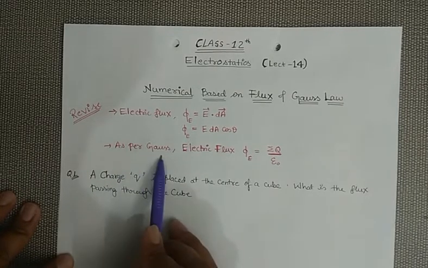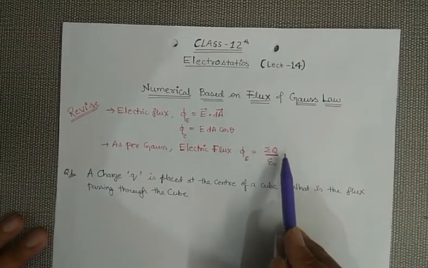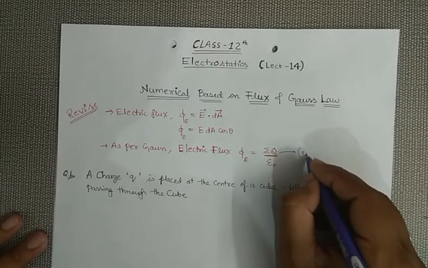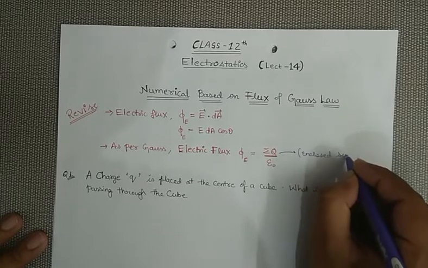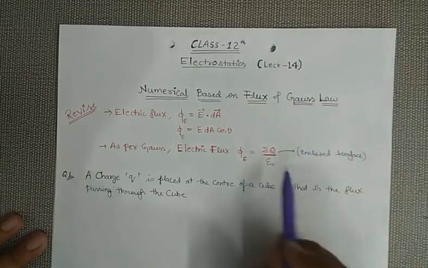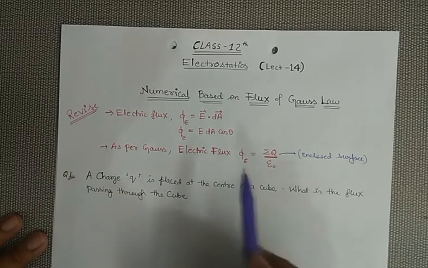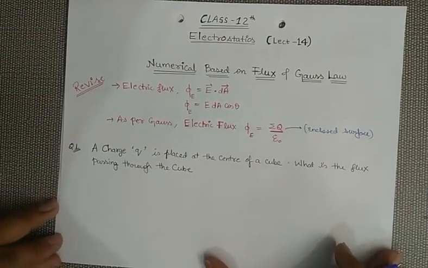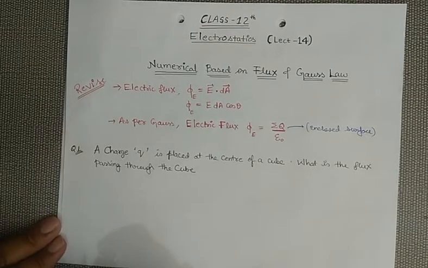Another approach to study the electric flux was made by Gauss. As per Gauss law, electric flux is given as the summation of Q, that is the total charge, and this total charge must be present in a closed surface, that is in a Gaussian surface. So the total charge present in the enclosed surface divided by epsilon naught gives you the electric flux. So these are the two general formulas, and today we discuss numericals on these two. Today's numericals are very important for very short questions, so just go through them very carefully.